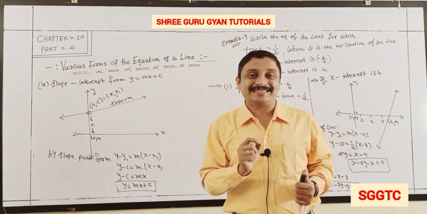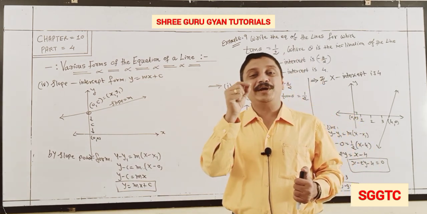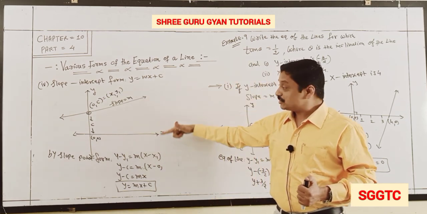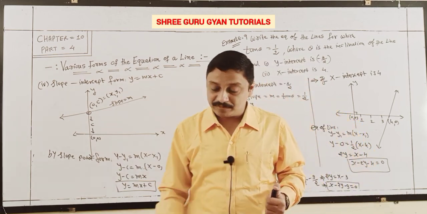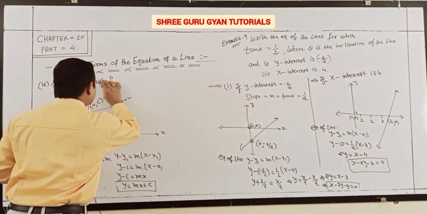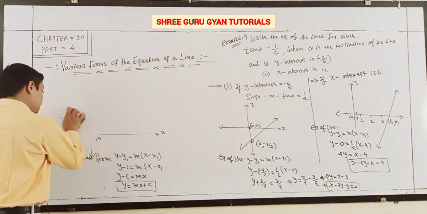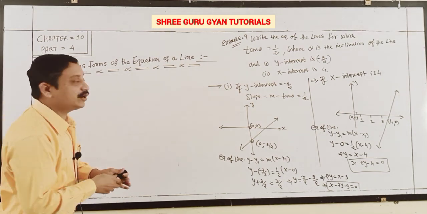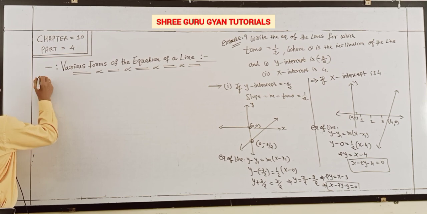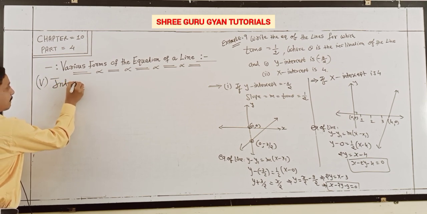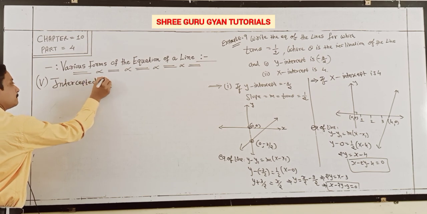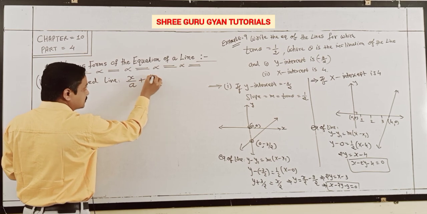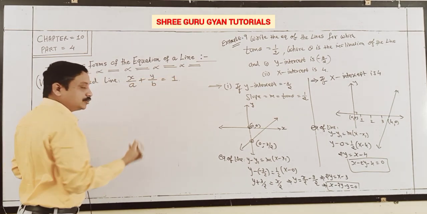Fourth, we have the slope intercept form, y is equal to mx plus c. Now going deeper, the 5th point, the intercept form of a line. There is no slope given, but the intercepts are given. Now we go ahead. Our 5th point is also a main point, the intercept form of a line. And the equation is x by a plus y by b is equal to 1.